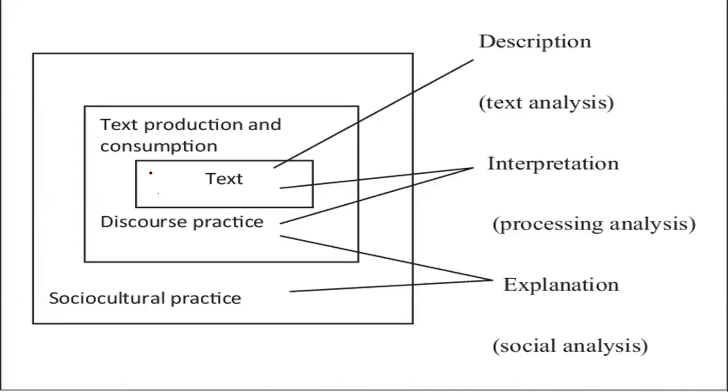Dimension number one, text. Dimension number two, discourse practice. And dimension number three, sociocultural practice. These are the three dimensions. This is the micro level. Then this one is the broader one. And then this one is the broadest, the most broad level.